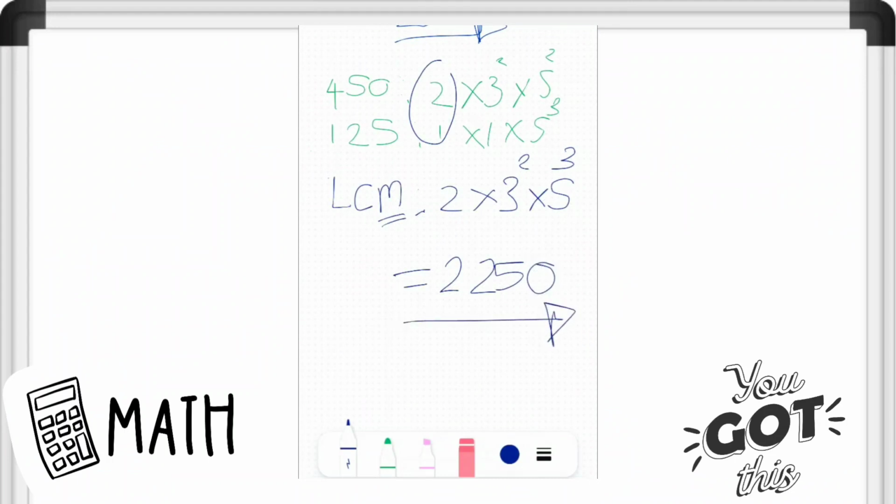And see why we broke it down into prime factors? Because if you had to rewrite these numbers over and over and over till you found one where they are the same, common in both lines, it would have taken a lot of time. So it's always good to go back to your prime factors.